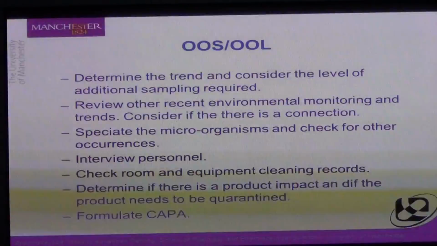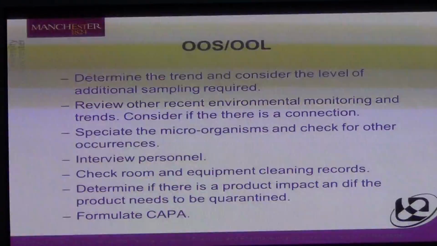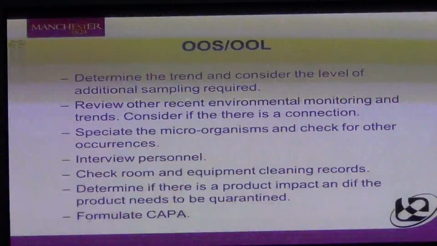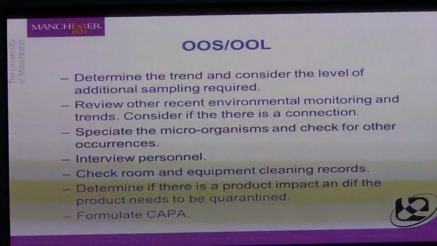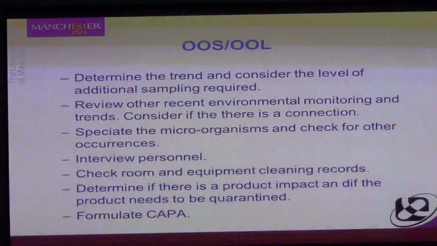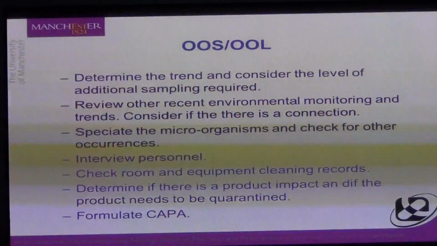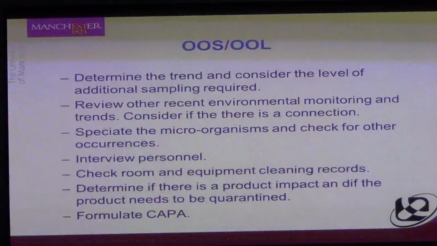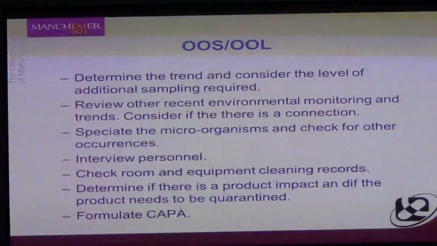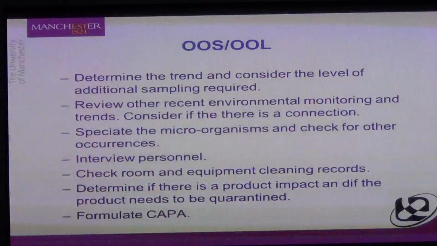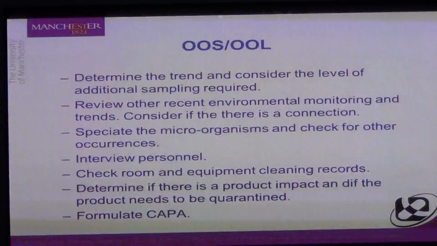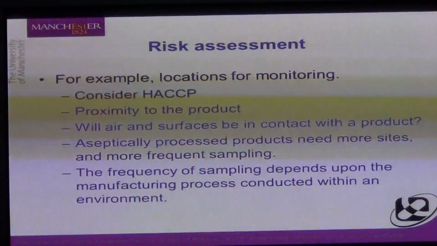You may want to determine the trend, you may want to undertake additional sampling. You may want to review recent environmental monitoring and trends and see if there's a connection. Has something happened elsewhere? It's important to speciate the microorganism. That offers clues about where contamination may have come from. You may want to interview people. You probably want to check room and equipment cleaning records. You may want to determine if there's a product impact, and if the product needs to be quarantined, and use all of that to formulate various corrective and preventative actions. So there's quite a long list there, but it's an important list.